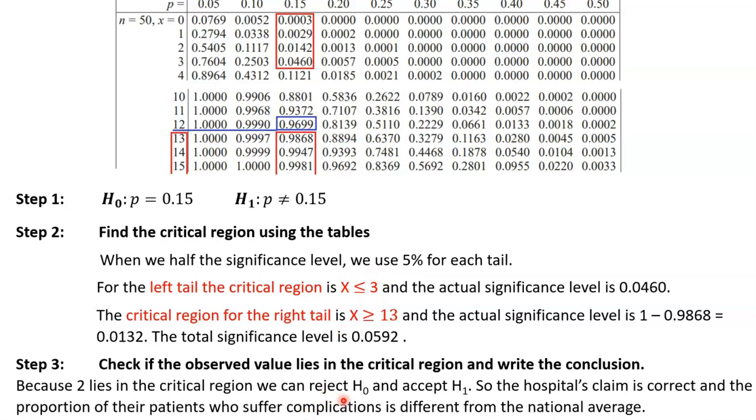So we can reject H0 and accept H1. So the hospital's claim is correct, and the proportion of patients who suffered complications is different from the national average.